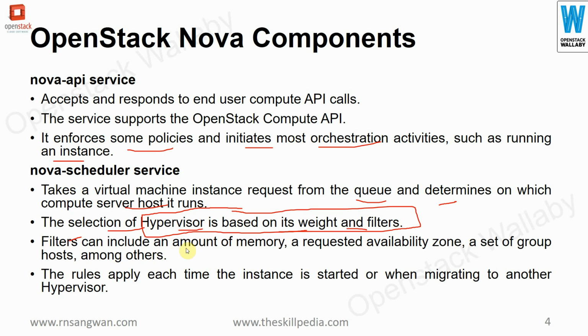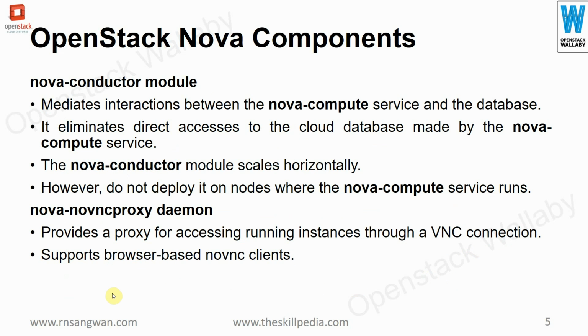Filters can include an amount of memory, a requested availability zone, a set of group hosts, among others. The rules apply each time the instance is started or when migrating to another hypervisor. Nova conductor service mediates interactions between the Nova compute service and the database.